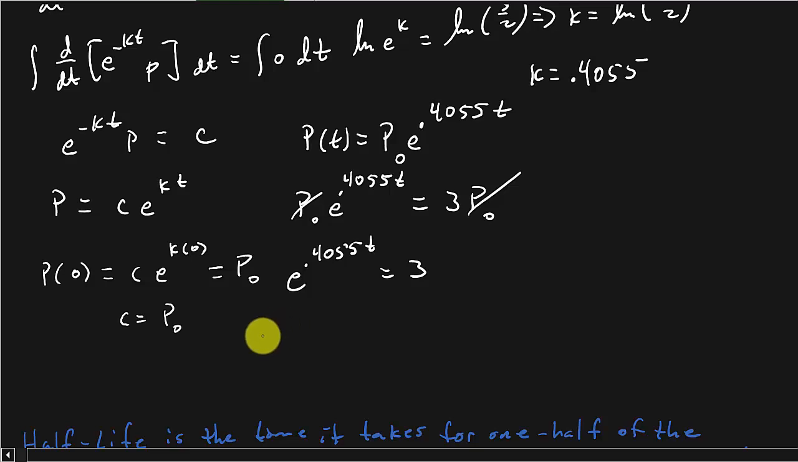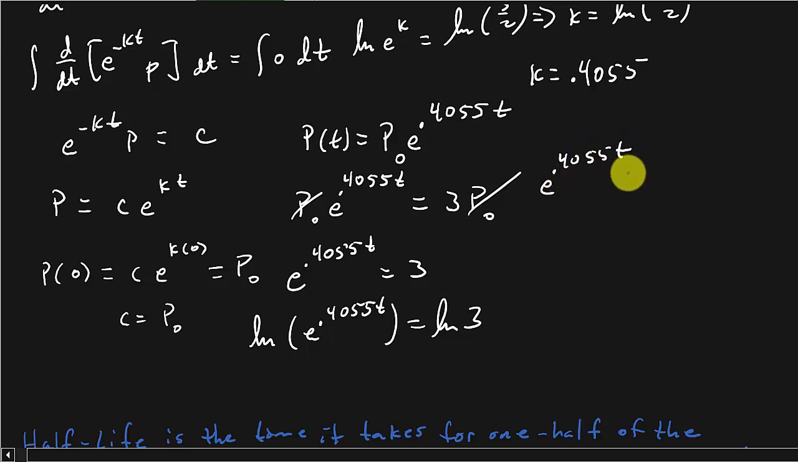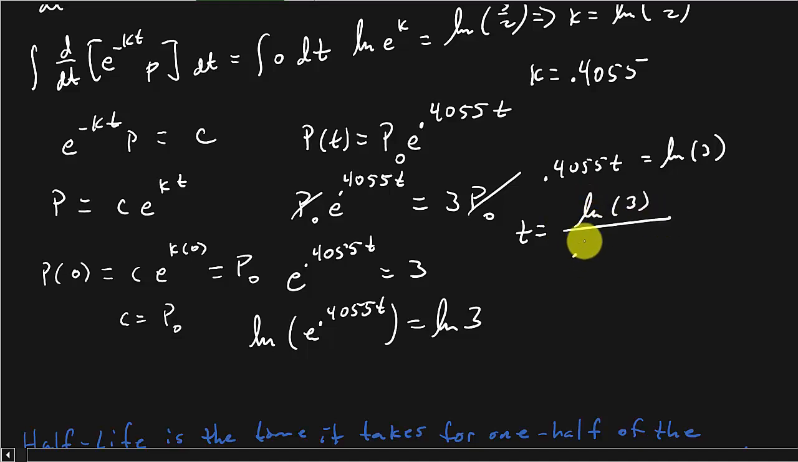And so I'm going to take the natural log of both sides. And so 0.4055 T is equal to natural log 3. So T is equal to natural log 3 over 0.4055. And so, you can leave your answer like that.